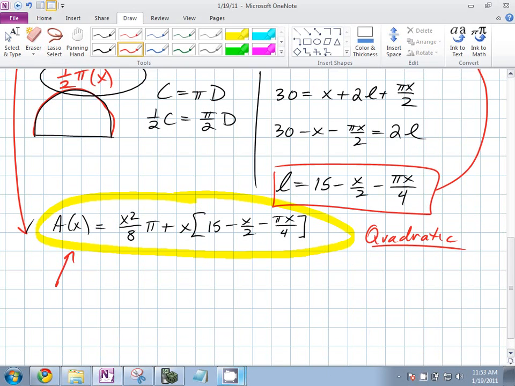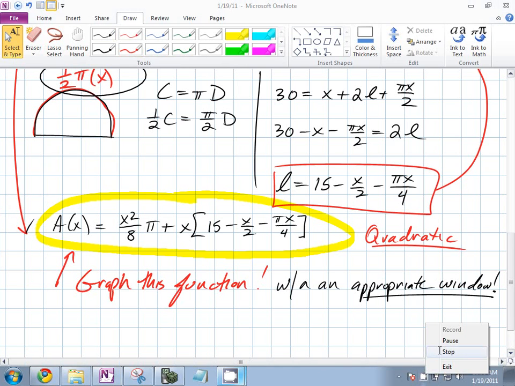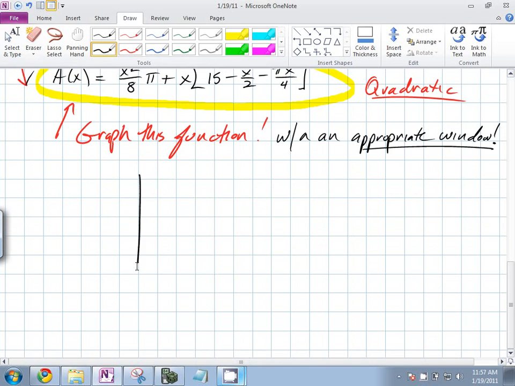So in order to answer that question, I want you to graph this function. Graph it for me. Make sure you choose an appropriate window. Please do that right now. Graph it with an appropriate window. Faces what? Down. There you go. It does face down. You should end up with a graph that looks something like this.